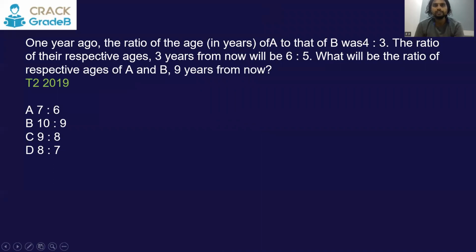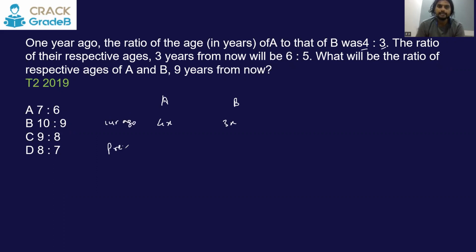One year ago, the ratio of age of A to B was 4:3. The ratio of the respective ages 3 years from now will be 6:5. What is the ratio of respective ages of A and B 9 years from now? So the question is about ratio. So we can just solve this question. A to B, the ratio was 4:3. So if A was 4x, B was 3x. When? 1 year ago.